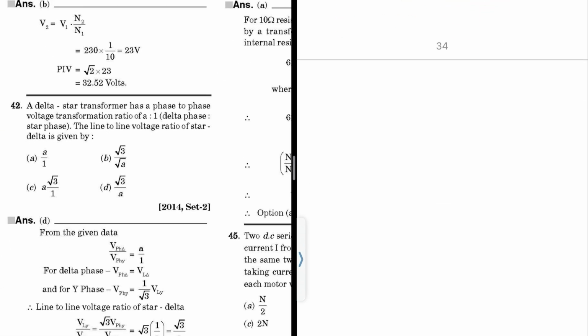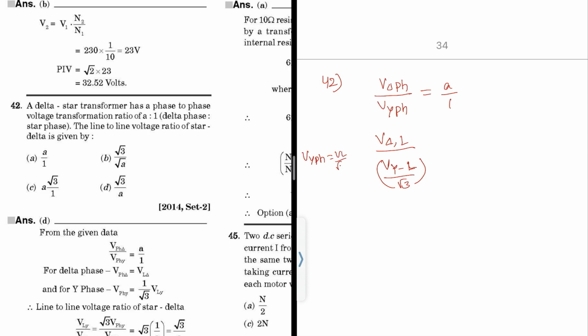Now come to 42. In question 42 they have given delta to star, phase to phase, which means V delta phase by V star phase equals A by 1. The line to line voltage of the transformer: in delta, line and phase voltages are equal. In star, line voltage is root 3 times the phase voltage. So I can write V delta phase is equal to V line by root 3, right?